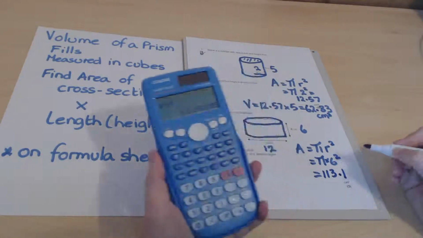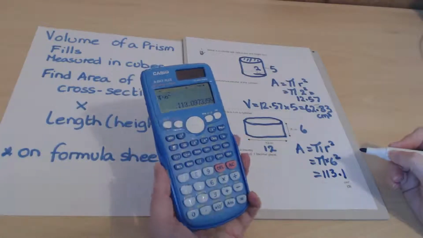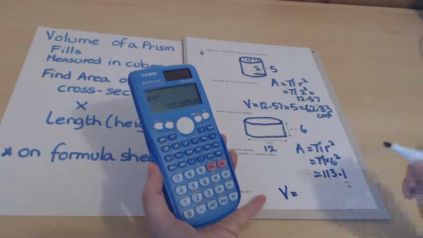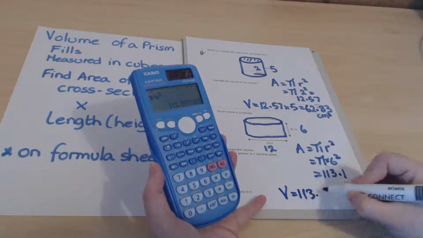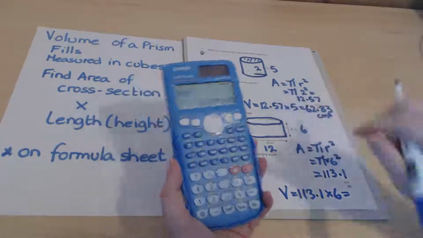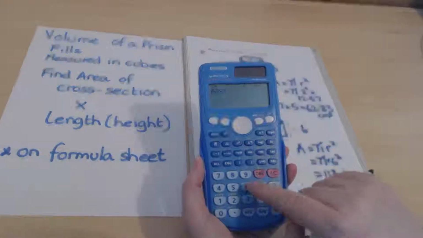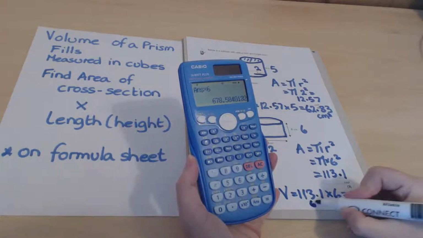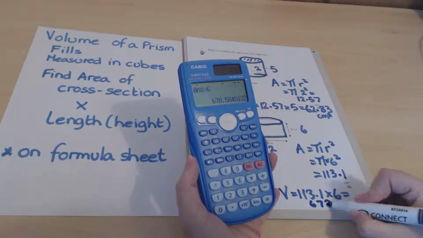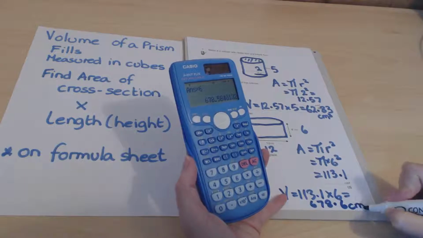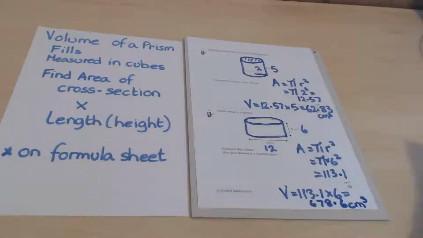So on the calculator, shift pi times 6 squared equals, that gives us 113.1 to 1 decimal place. Okay, and then the volume is what we get when we take that and multiply it by the 6, the height of the cylinder. So times by 6 equals 678.6 centimeters cubed. So there we go, volume of prisms.